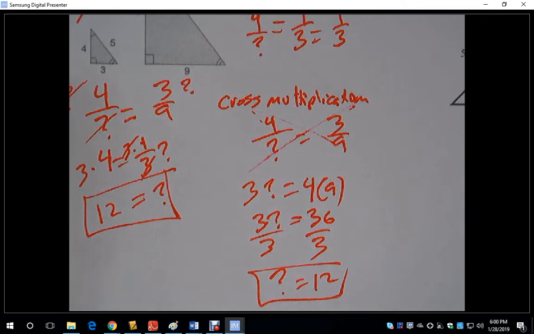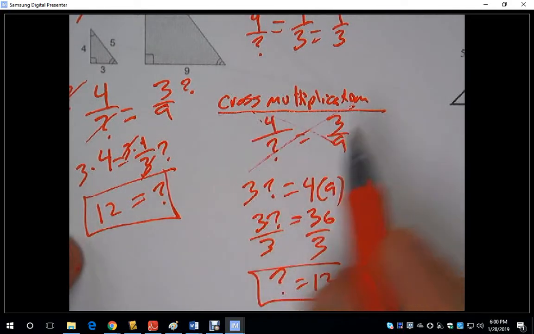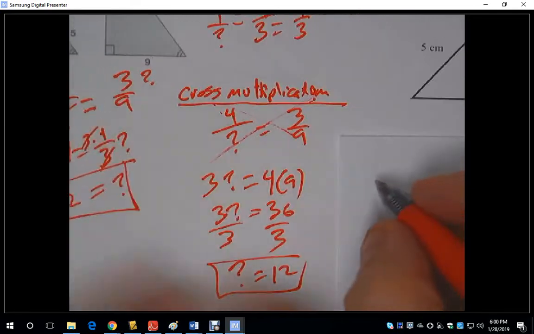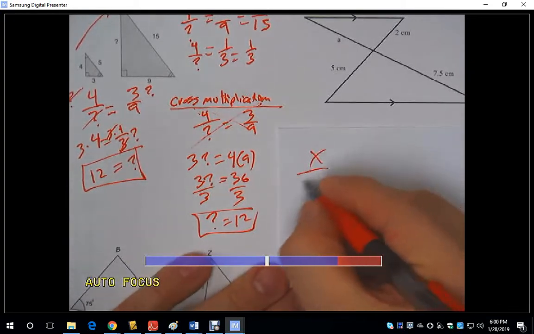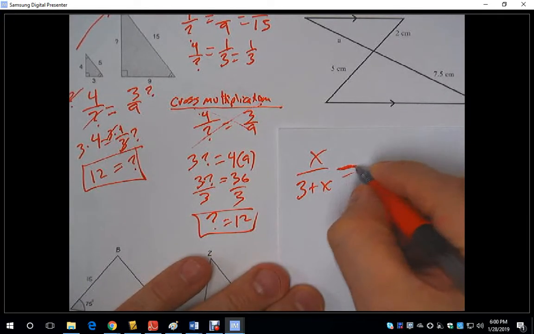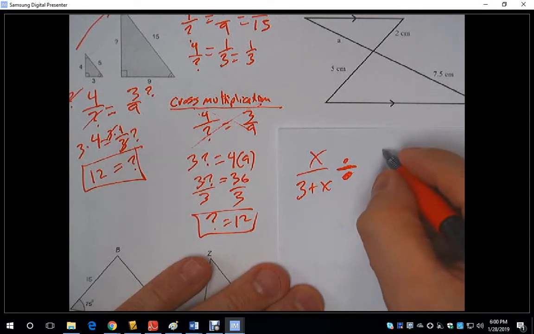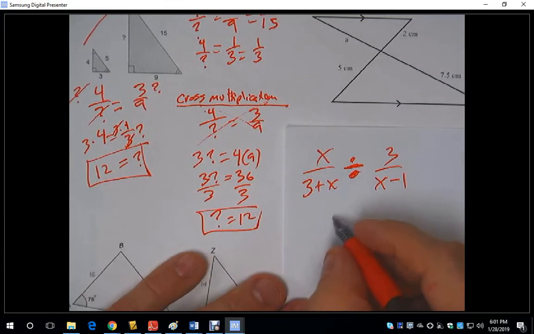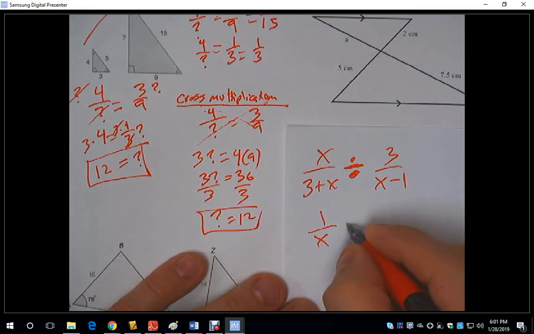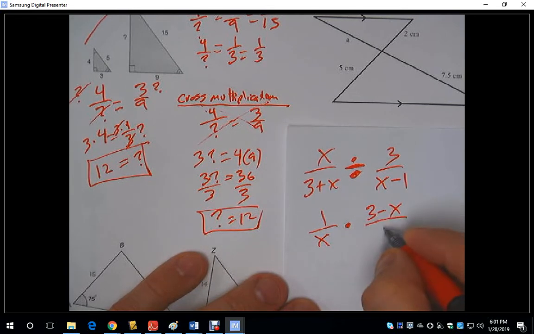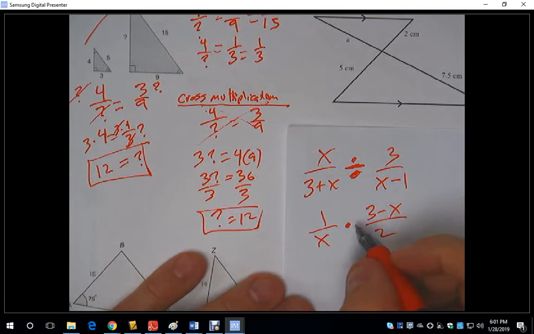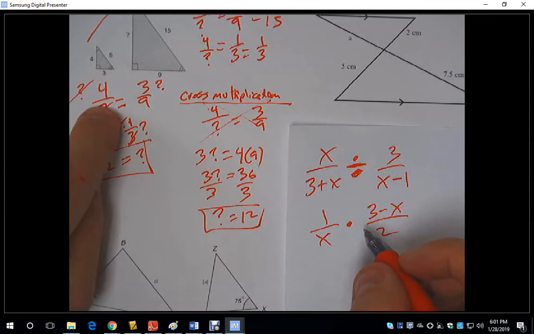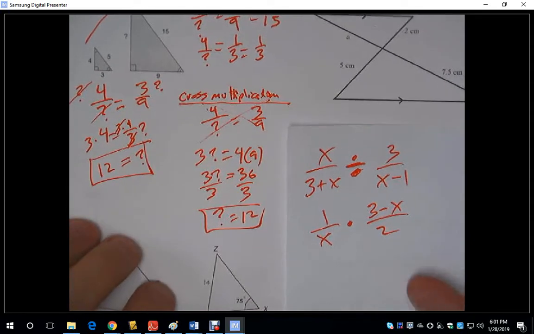Now I want to caution you that the only time you're ever going to use cross multiplication is when you have a fraction equals a fraction. In some classes I have students that when you see something like x over 3 plus x equals 3 over x minus 1, they'll try to do some form of cross multiplication. Or if I had 1 over x times 3 minus x over 2, then they're going to try to use some form of cross multiplication. The only time you ever use cross multiplication is when you have a fraction equals another fraction.